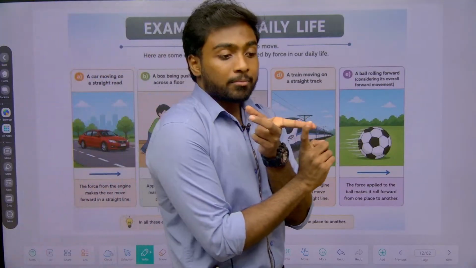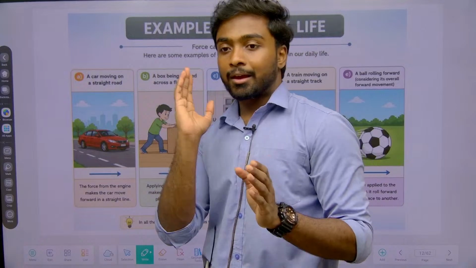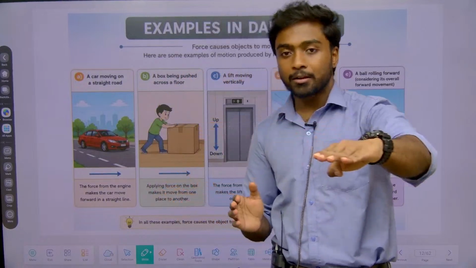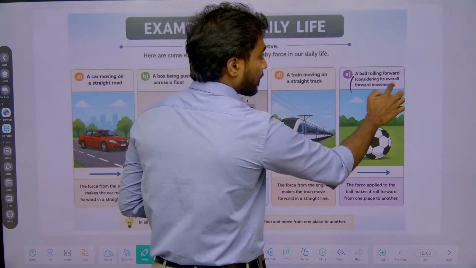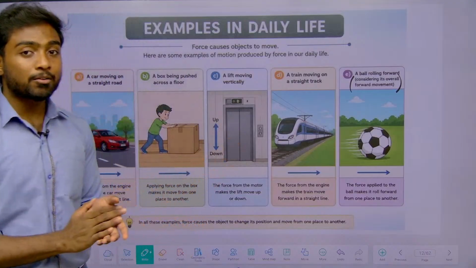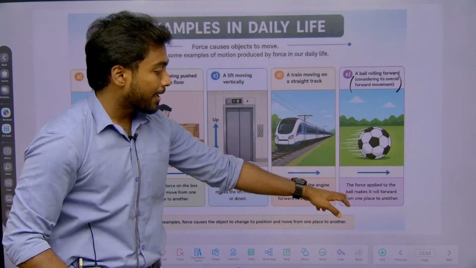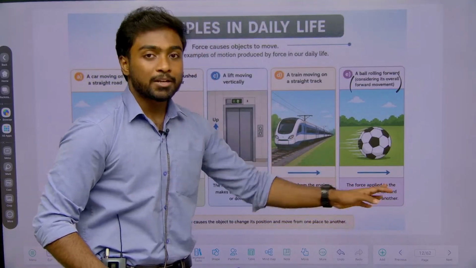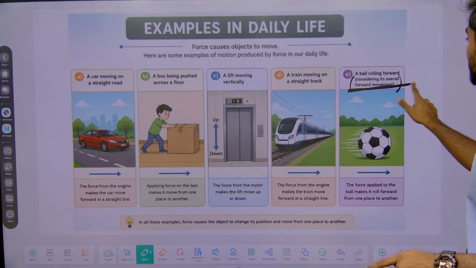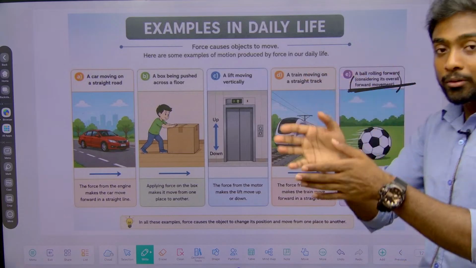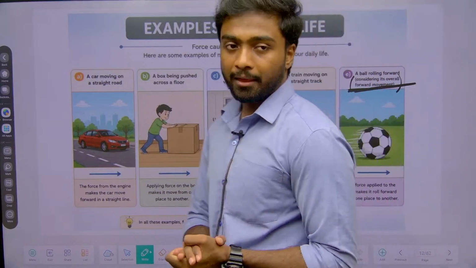Sometimes they will ask a question like a ball is in the air and it is going in a straight line, it is not rotating. Here they have mentioned considering it overall a forward movement, which means only translational movement we are considering, only straight line. So the force applied to a ball makes it roll forward from one place to another place. Keep remembering this important point. Sometimes if they mention it like this, we are talking about the straight line. If they have not mentioned it, obviously this example comes under the rotational part.